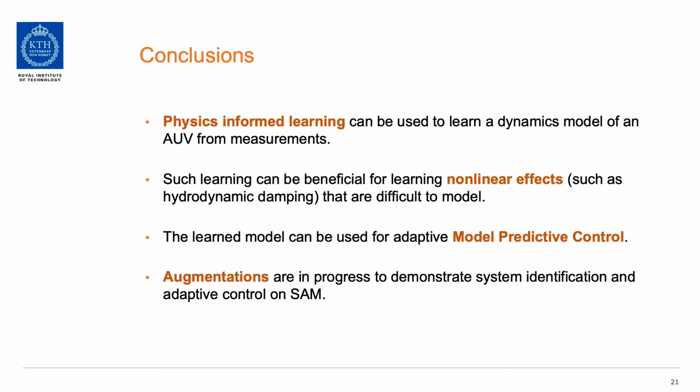So to conclude, physics-informed learning is an interesting topic which can be used to learn the dynamics model of an AUV from measurements. It can be beneficial, especially for learning nonlinear effects that are difficult to model. For these really difficult to model behaviors, it's relatively easy to get this to work. The learned model can be used for adaptive MPC. That means hopefully we can get better controllers that work better in difficult environments.